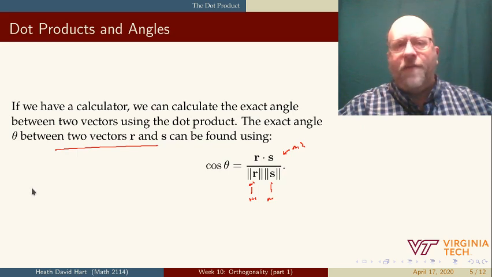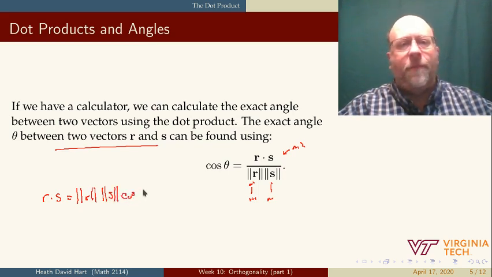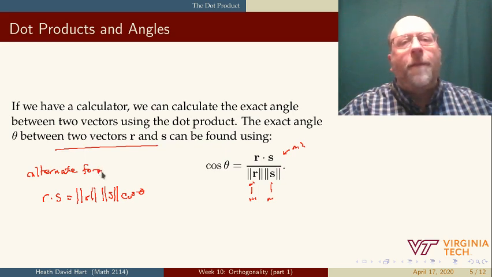In a lot of physics books, you'll see this formula written so that the dot product is equal to the magnitude of the first vector times the magnitude of the second vector times the cosine of the angle between them. You'll see this form a lot. Let me get my pen to work. There you go, alternate form.